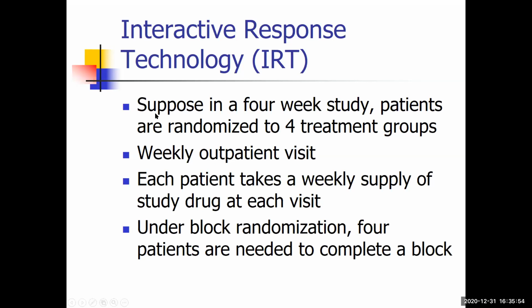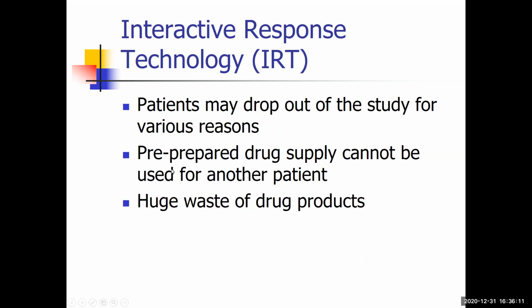Suppose in a 4-week study, patients are randomized to 4 treatment groups, weekly outpatient visits, and each patient takes a weekly supply of study drug at each visit. Under block randomization, 4 patients are needed to complete a block. If we do a block size 4, then patients may drop out of the study for various reasons. Prepared drug supply cannot be used. It's a high waste of drug products. So we'll talk about that when we talk about minimization.